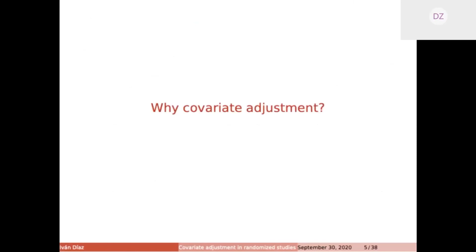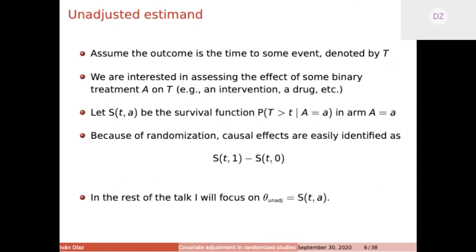So let's start with the first topic, why covariate adjustment. I'm going to use some notation throughout the talk, but I'll try to avoid it. The notation that I'm going to use is the capital letter T to denote the time to event that we're interested in measuring. For example, in COVID-19, this can be time to intubation, let's say, for hospitalized patients.